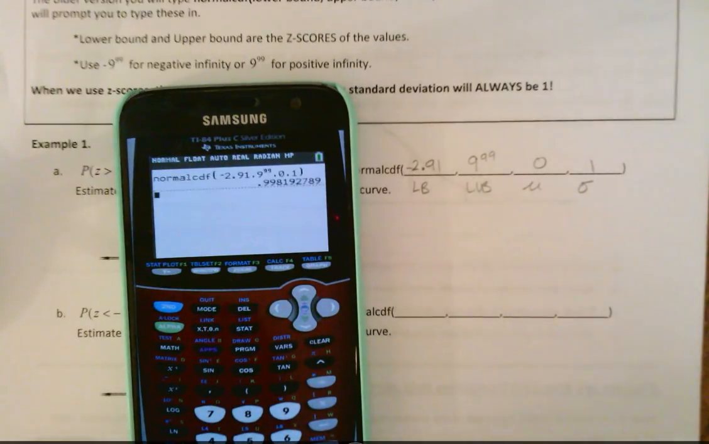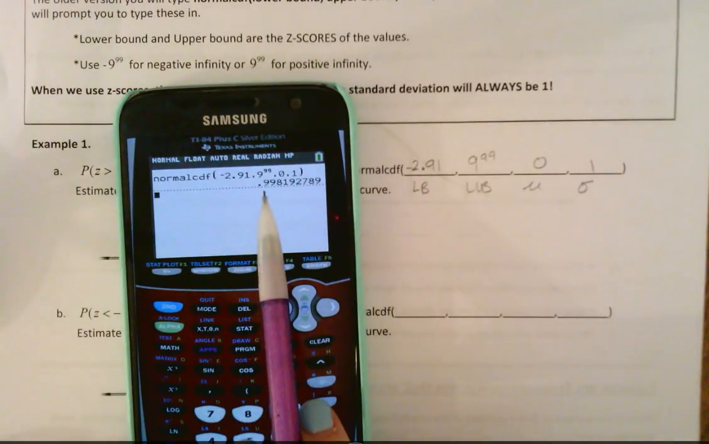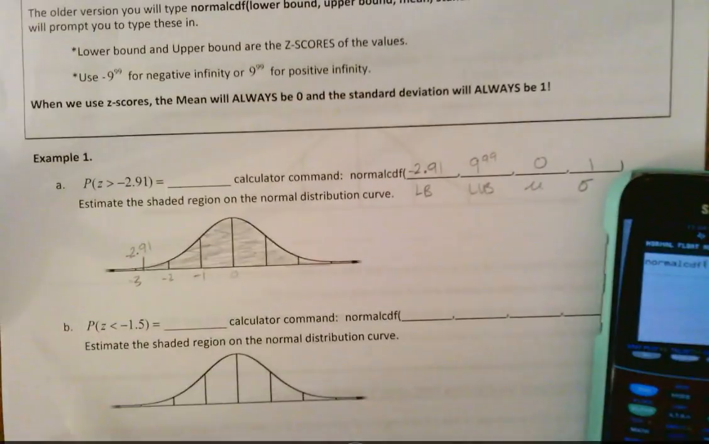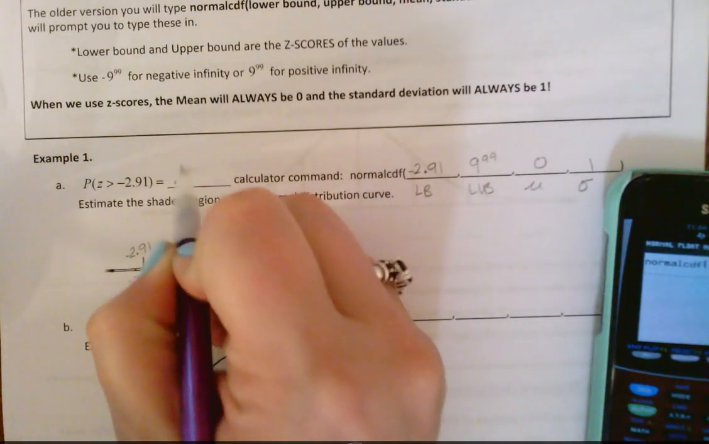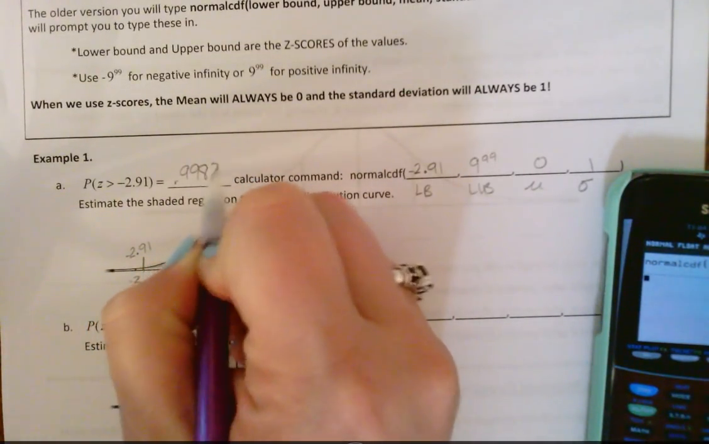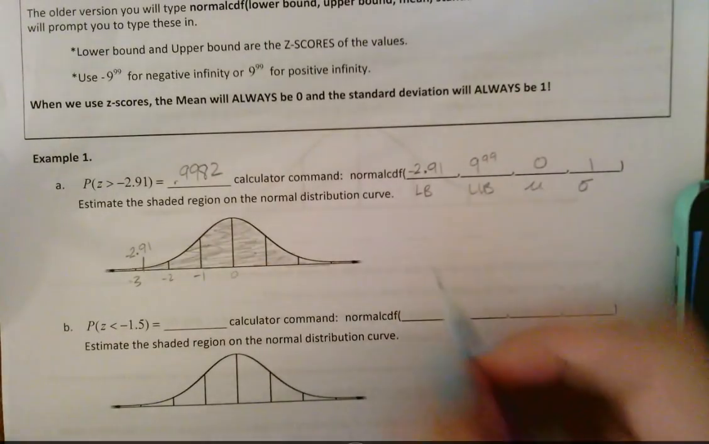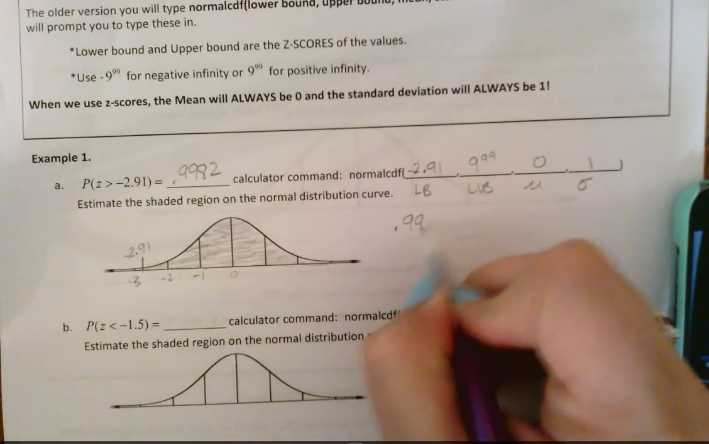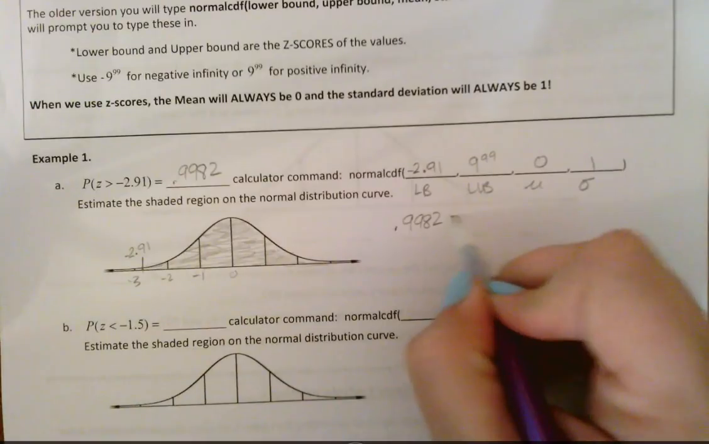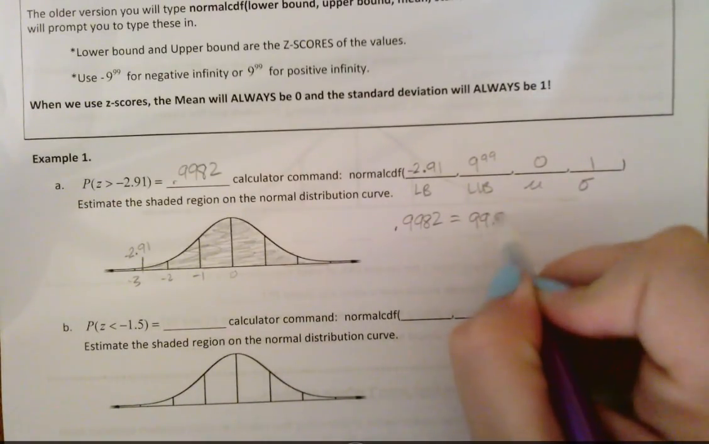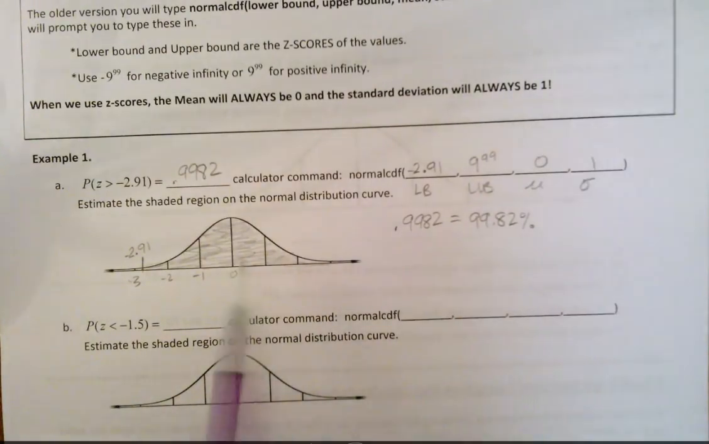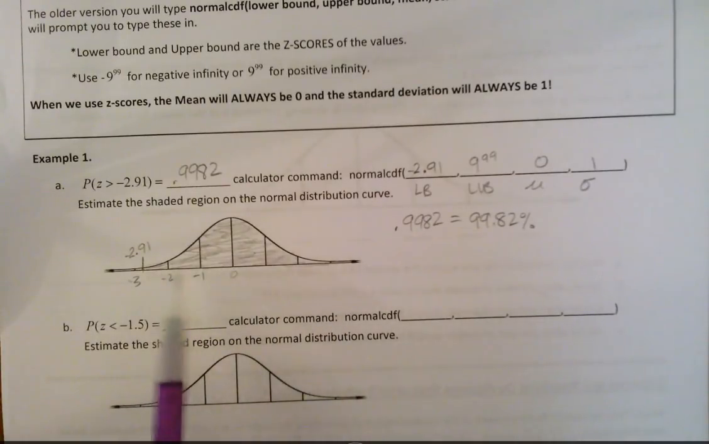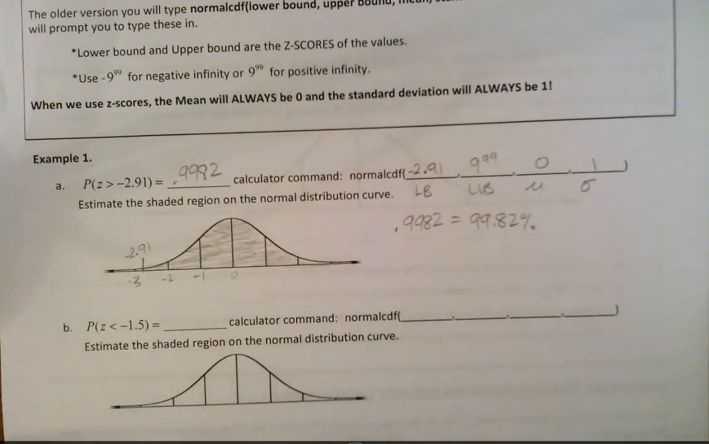We push enter, and it tells me the probability is 0.9982. We do always go 4 numbers past. Remember, a probability of 0.9982 is the same thing as saying 99.82%, which makes sense. This is about 99.82% of my curve.